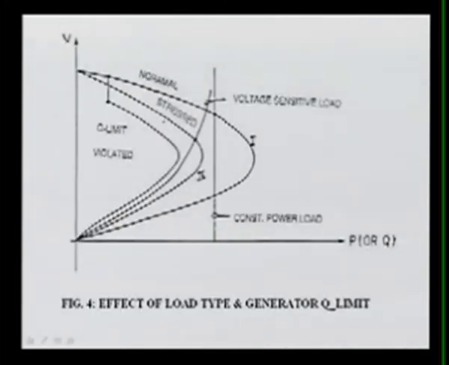Now let us see the effect of the load type and the generator Q limits. Here, let us suppose your normal case, which I have represented as the first curve, this curve which comes through here. This is your P and this is your V. For any given load, let us suppose a constant power load, this curve is a constant power load, you can see we are getting two intersections.